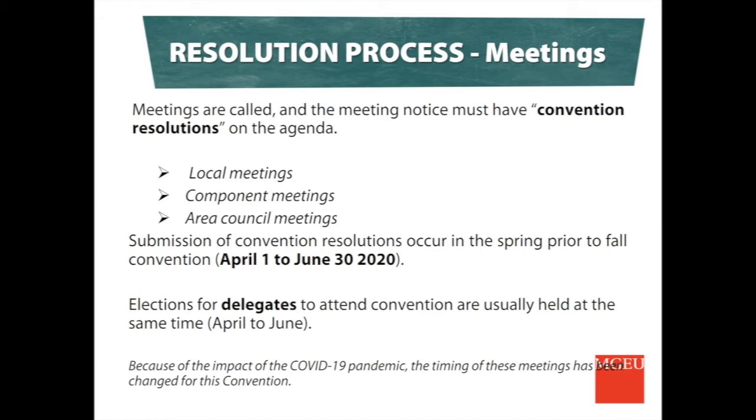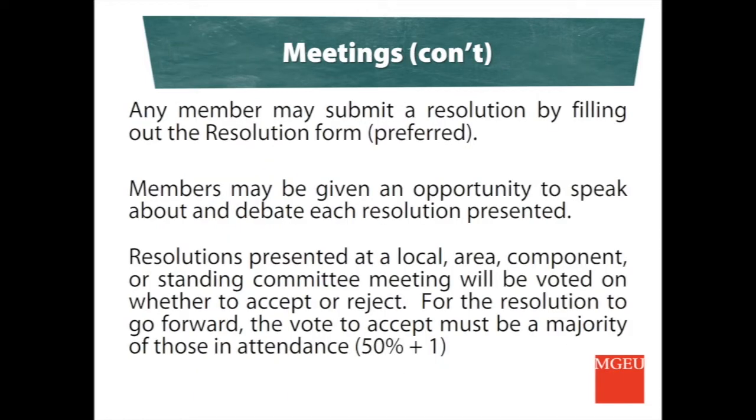As per our Constitution, resolution meetings are held from April to June, the same time we elect delegates for convention. Obviously, this year is going to be different. Now that you are at your meeting, two things typically happen. Some members come with resolutions already filled out, and others are developed as you're sitting around the table with everybody participating. Members are given an opportunity to speak for or against the resolution presented.